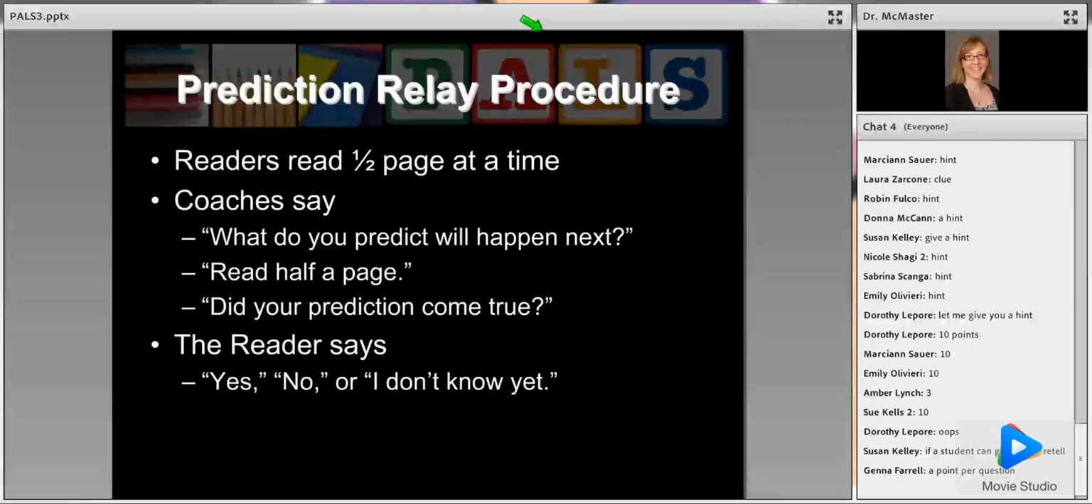Now, it's really important in prediction relay to help the students understand that they don't need to predict the entire text. We don't want to have them predict all the way to the very end of the book because that might be many pages from where they are now. We just want them to think a little bit ahead. So just about what might happen within a half page. So really try to reinforce that we're not predicting the whole book, just what's going to happen next in that half page.